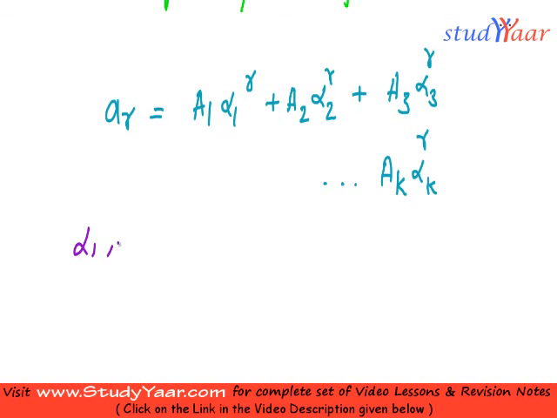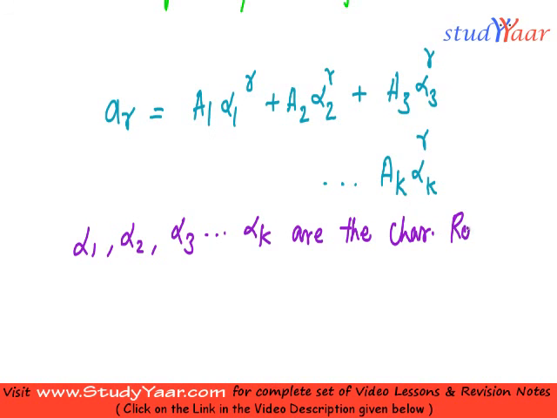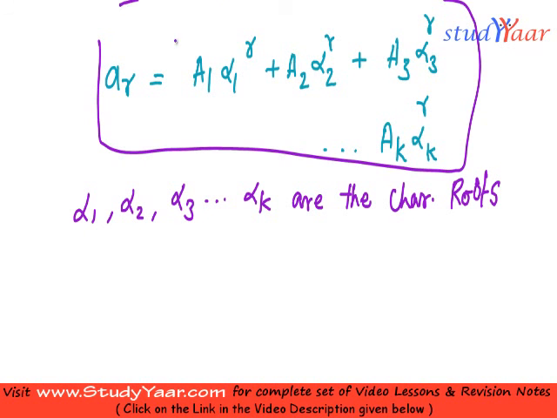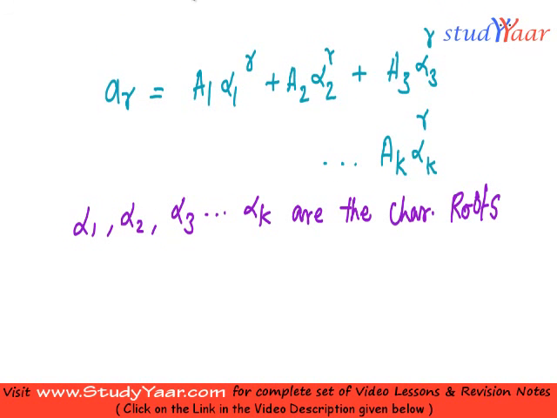Your alpha 1, alpha 2, alpha 3 are the characteristic roots of your recurrence relation. We have just seen what the characteristic roots are. These are the roots by solving the characteristic equations. When we solve the characteristic equation, we get the characteristic roots. If your roots are distinct, then you have this as the solution. So this is for distinct roots.